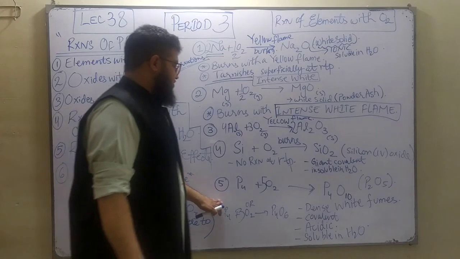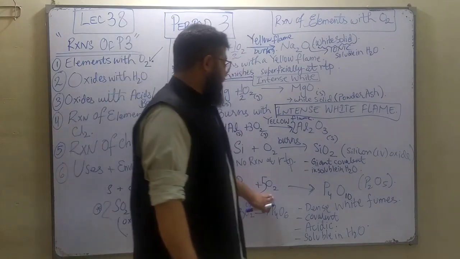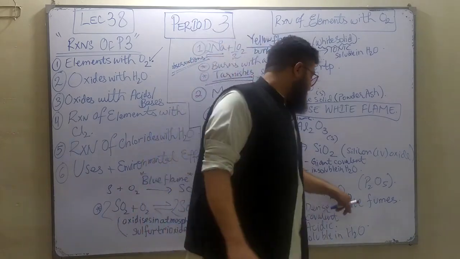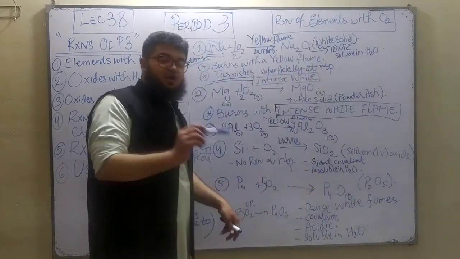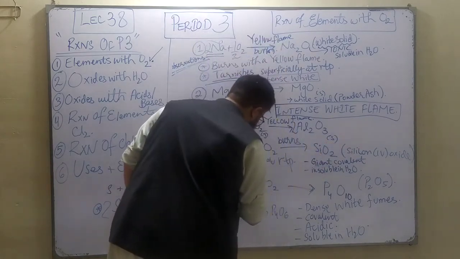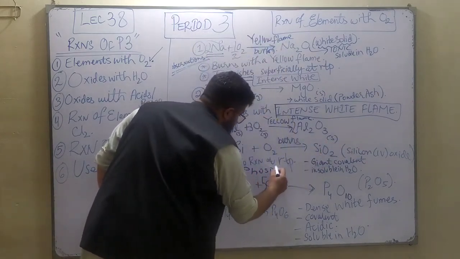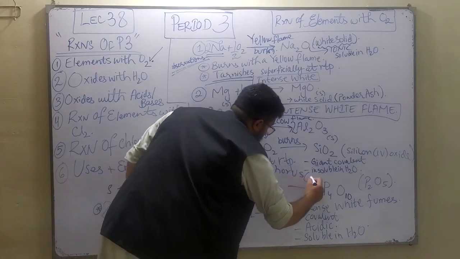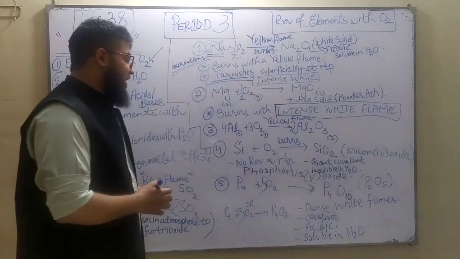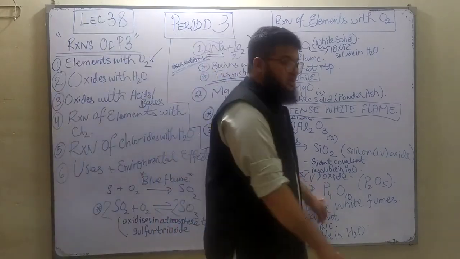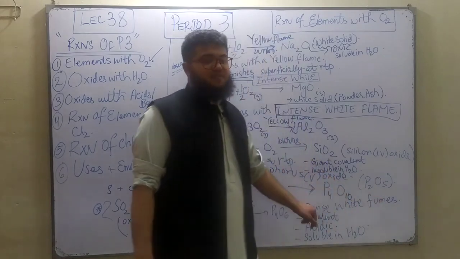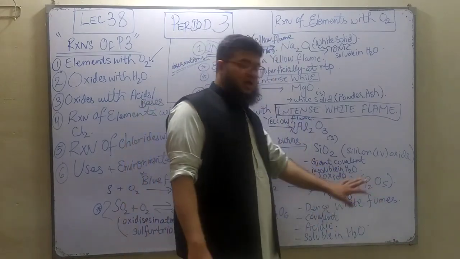Then coming to phosphorus. Phosphorus reacts with oxygen to produce P4O10, phosphorus(V) oxide. P4O10 is also known as phosphorus(V) oxide. The 5 is written in brackets, by the way. Let me just write it down over here. Phosphorus(V) oxide, P4O10. This P4O10 sometimes in your MCQ options is also written as P2O5. P2O5 is actually the empirical formula of P4O10. Same thing.